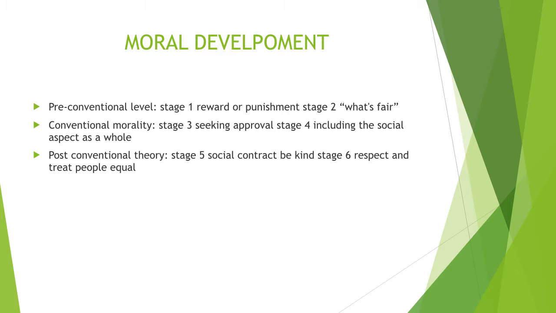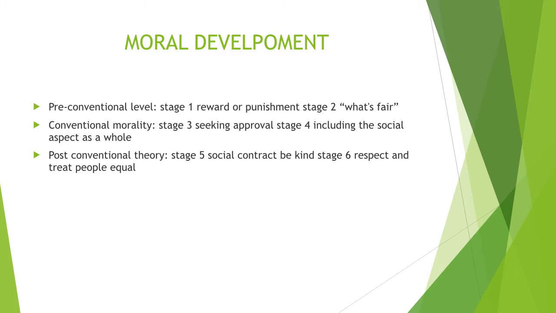Now let's move on to moral development. There are 6 stages to Kohlberg's moral development, and they are broken up into 3 levels. Level 1 is pre-conventional. The stages are: 1, reward or punishment, and stage 2, what's fair. The second level is conventional morality. This includes stages 3 and 4.